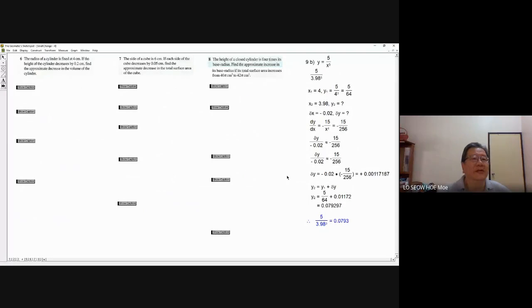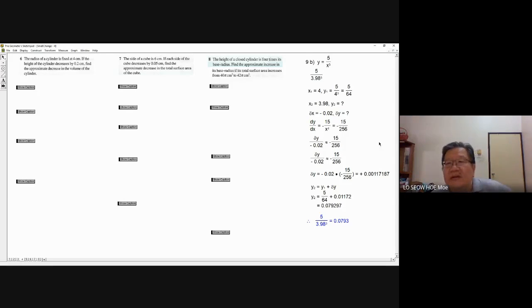Next problem. We have this question, which Kevin asked about. So 6, 7, and 8 are all small change. They didn't ask you to find the value of y. They just ask you to find delta y, delta a, delta r. So they are all small change.